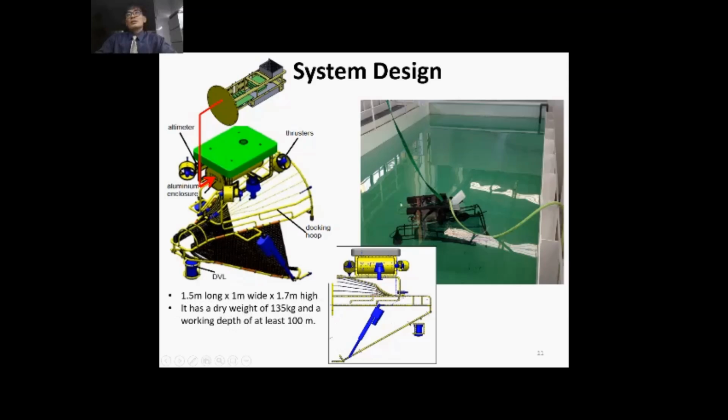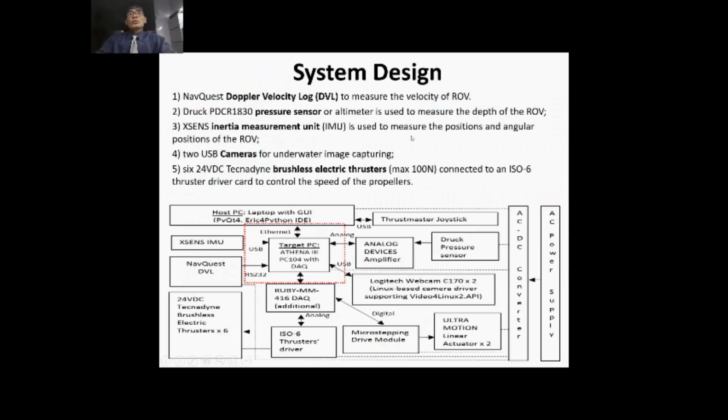So we tested it in a water tank, as you can see from these slides. So the Doppler velocity log is to measure the velocity of the ROV, the pressure sensor to measure the depth of the ROV, and we have the inertial measurement unit, which is used to measure the position and angular position of the ROV.